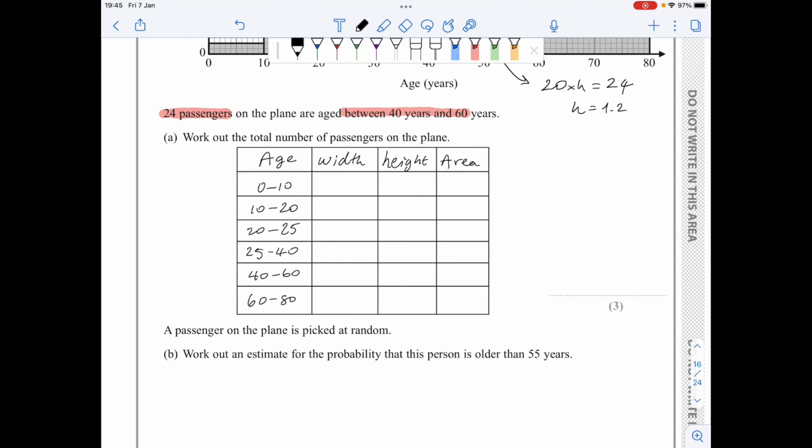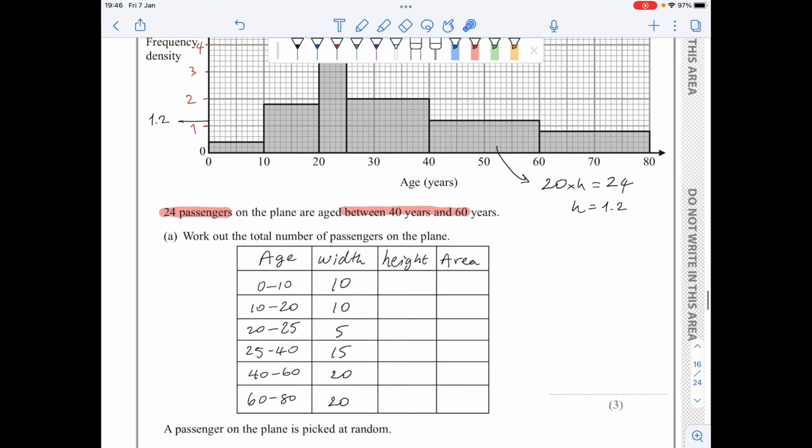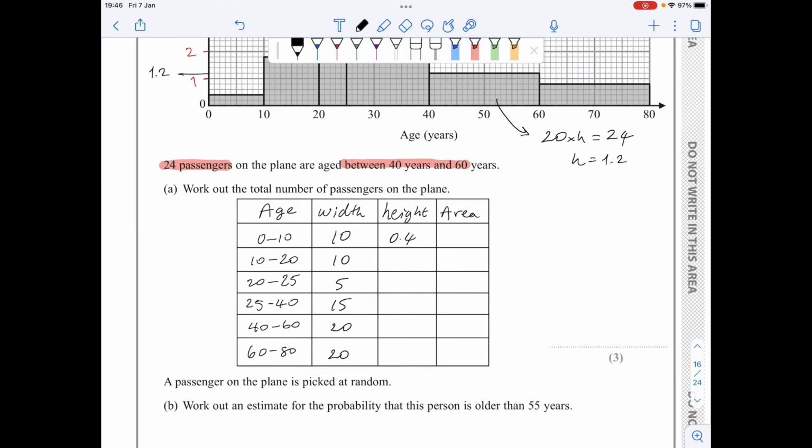The width of each bar is just the upper bound minus the lower bound. So for the first one is 10 minus 0, which gives me a 10. I've got 20 minus 10, which is also a 10, and so on. So I can complete this column now. The height of each bar can be read from the scale here. So for the first one is 0.4, second one is 1.8, and I can now complete the table.